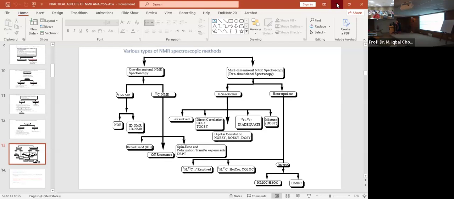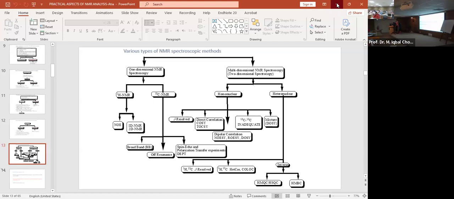These are two different probes. The cryoprobe is different and the room temperature probe is different. For each cryoprobe system, a room temperature probe is also available. But once we have the cryoprobe system, why would we remove it and use the room temperature probe? The cryoprobe is more sensitive, definitely.